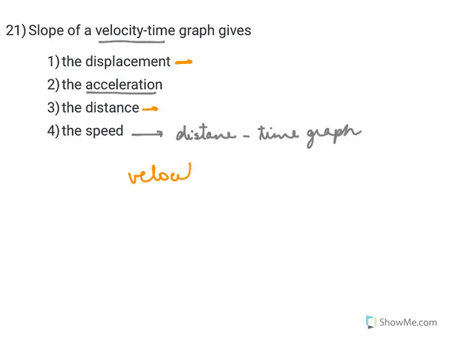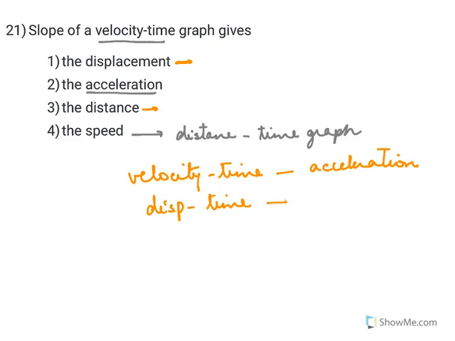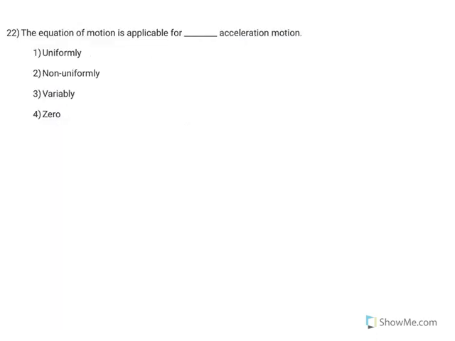However, velocity time graph, like we said just now, will give us acceleration. Distance time graph gives us speed, and displacement time graph will give us velocity. The equations of motions are applicable only to uniform acceleration, where the acceleration remains constant, uniform acceleration.